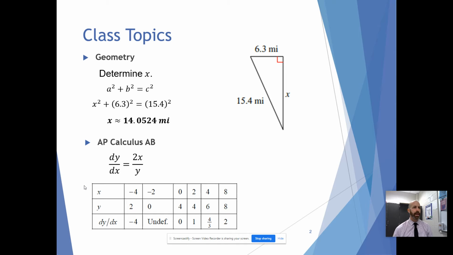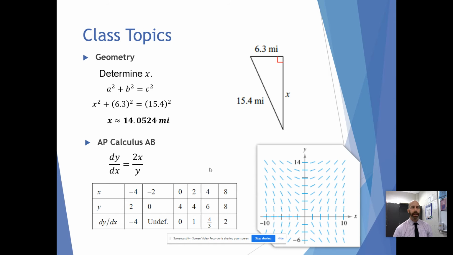For example, if we plug in -4 for x and 2 for y, we would find that dy/dx is equal to -4. And then we would repeat that process. And the more values of x and y we get, the more accurate a picture we will get. This is a slope field, which gives you some idea of what the solution is for that particular differential equation. Please note that when x is -2 and y is equal to 0, the value is undefined there for the derivative.